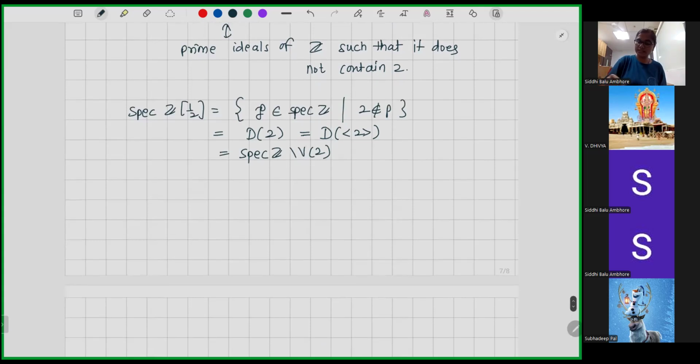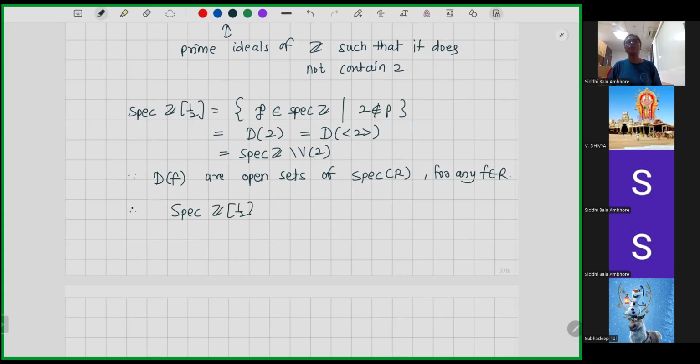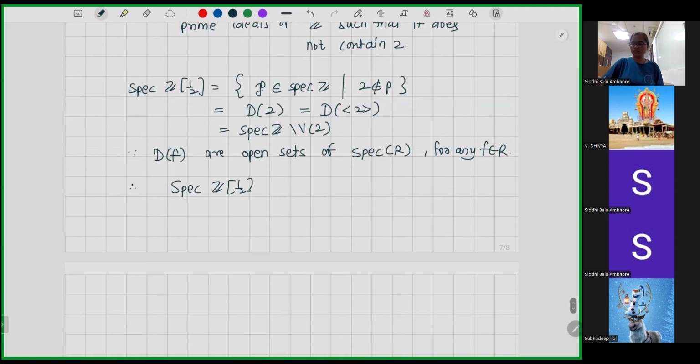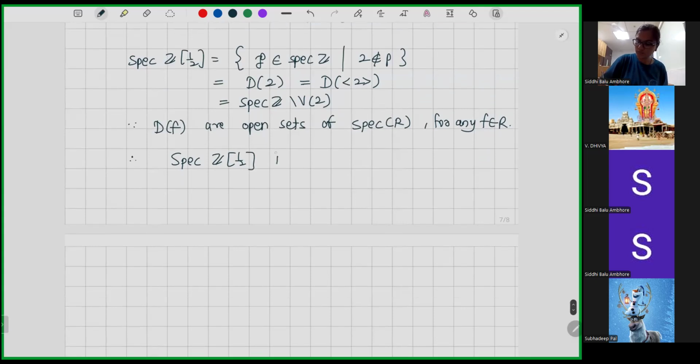So by the definition, since D of f are open sets of spec R for any f in R, we know this, therefore this spec Z[1/2] is our open subset of spec Z.